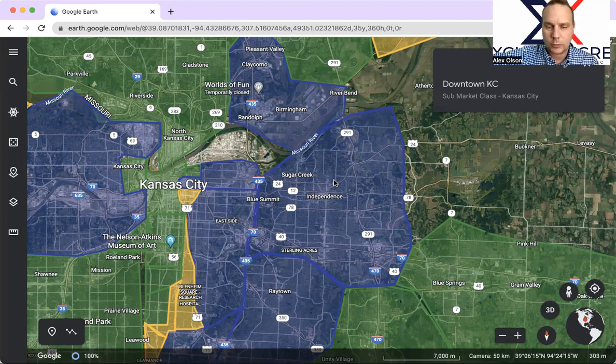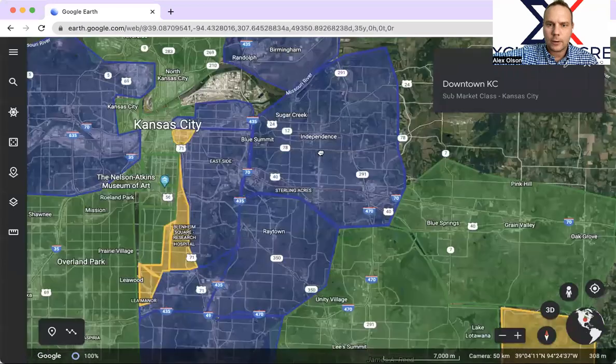There's over 100,000 people living in this city itself. Very, very strong C market. There's also some B properties and B markets, submarkets mixed into this area as well. Usually pretty good opportunities there.